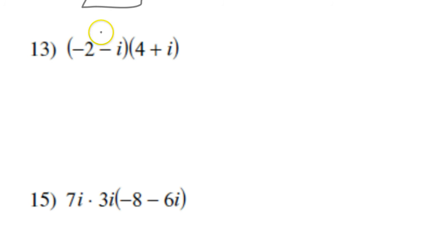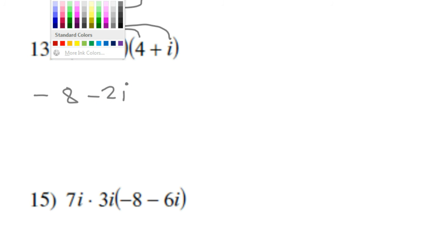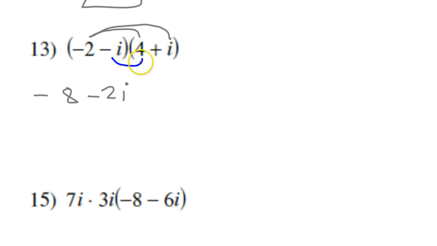When you multiply binomials, you have to FOIL it, or do the distributive property twice. Negative 2 times 4 is going to give me negative 8. And then negative 2 times i is going to give me negative 2i. And then we'll do negative i times 4, that's negative 4i, and negative i times i, that's going to be negative i squared. Now remember that i squared is negative 1.